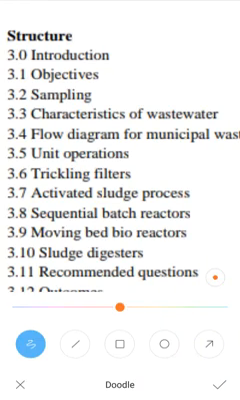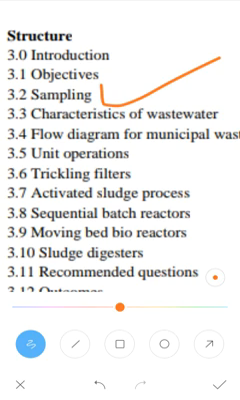Next we'll see about the sampling of the wastewater. So what is sampling? Why do we have to do the sampling? For what purpose do we have to take a sample of the wastewater? So there is a reason. The main objective of sampling is to collect a representative sample.